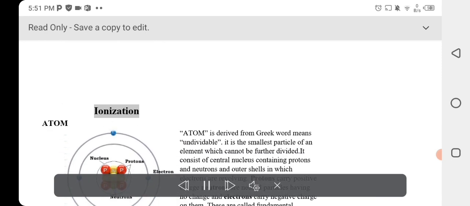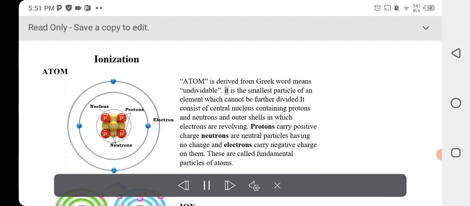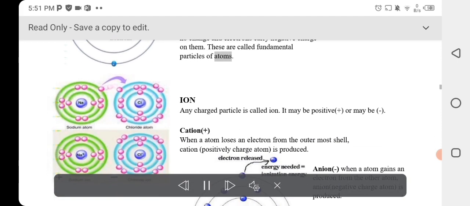Ionization. Atom. Atom is derived from a Greek word meaning indivisible. It is the smallest particle of an element, which cannot be further divided. It consists of a central nucleus containing protons and neutrons and outer shells in which electrons are revolving. Protons carry positive charge, neutrons are neutral particles having no charge, and electrons carry negative charge. These are called the fundamental particles of atoms.